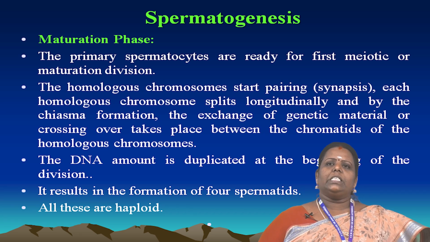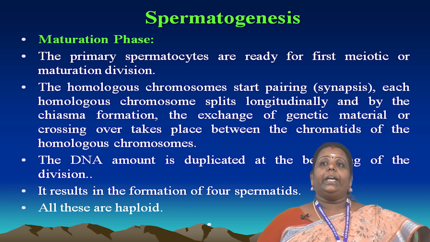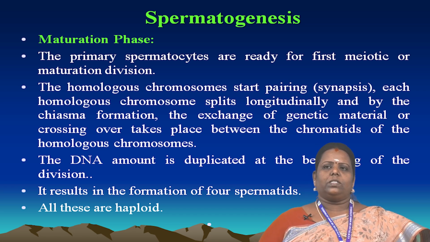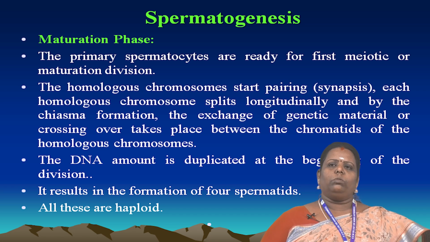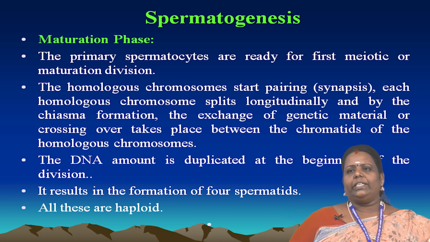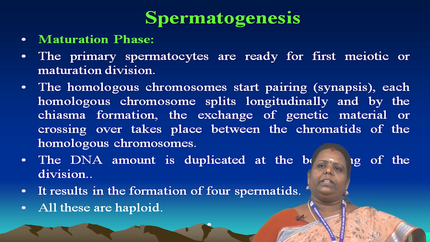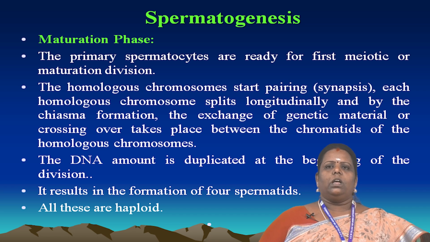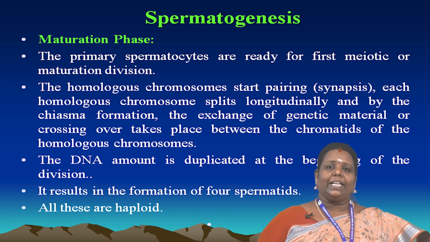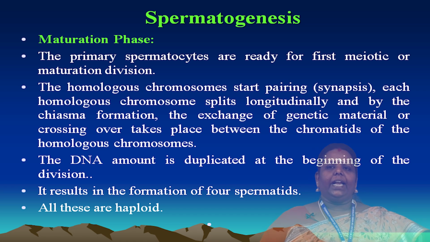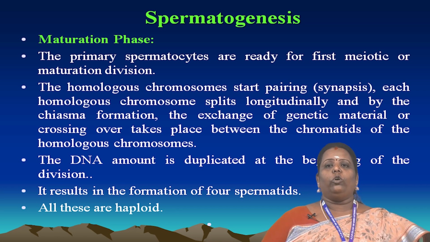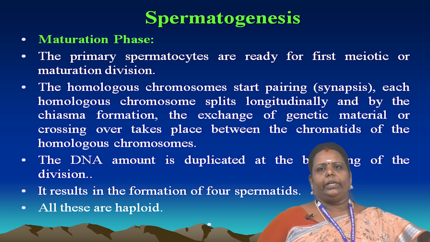In the maturation phase of spermatogenesis, the primary spermatocytes are ready for the first meiotic or maturation division. The homologous chromosomes start pairing. Each homologous chromosome splits longitudinally, and by chiasma formation, the exchange of genetic material, or crossing over, takes place between the chromatids of the homologous chromosomes. Synapsis means the pairing and interchanging between the chromosomes. The DNA amount is duplicated at the beginning of the division, and it results in the formation of 4 spermatids. All these are haploid cells.